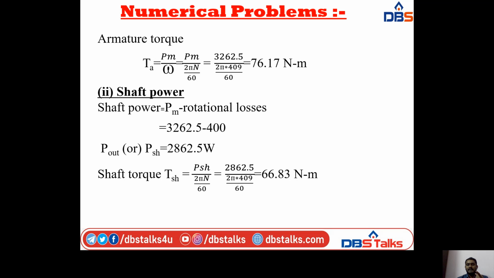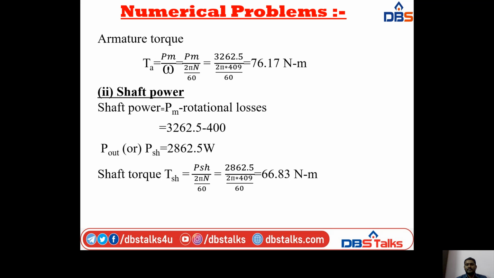I have already calculated the Pm value, the power developed in the armature, that is 3262.5 by 2 pi into the speed we already calculated, 409 by 60. So overall we have the armature torque value, that is 76.17 Newton meter. So this is the armature torque and speed values for the given problem.